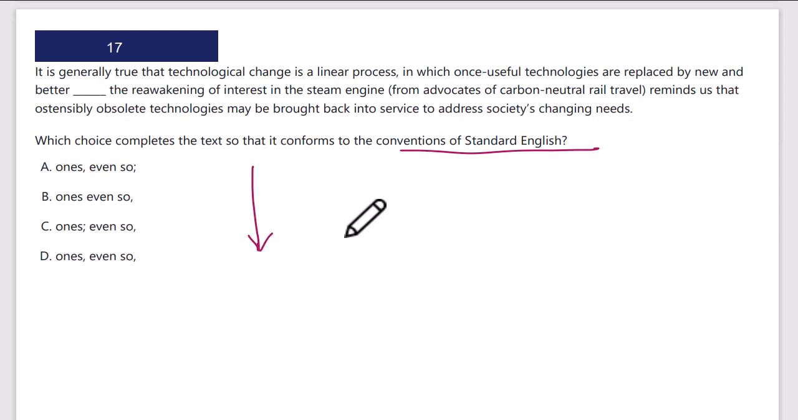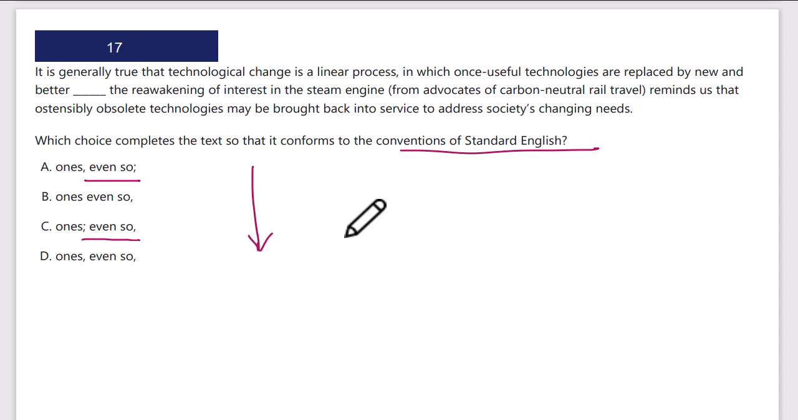Grammar question, we've got ones, commas, semicolons, etc. The only question is the placement of even so, before the semicolon or after the semicolon. And chances are it's going to be one of those two. The other two will be wrong, given the typical structure of these for the new digital SAT. We'll have to figure out which of these, before or after the semicolon, is correct. But let's take a look.